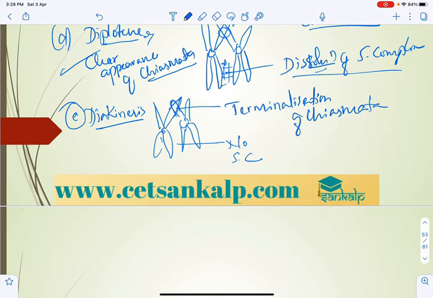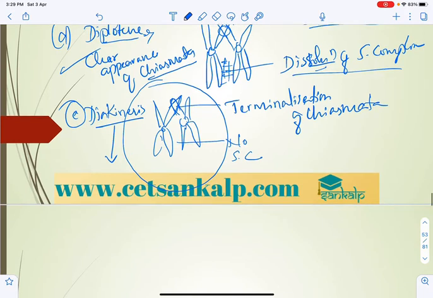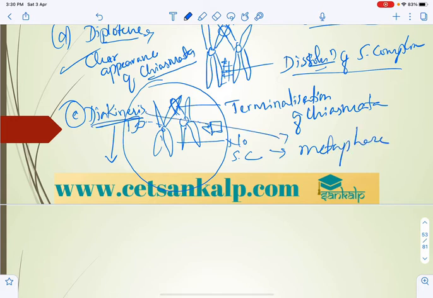So chiasma is actually an X-shaped structure, right? In the last stage, diakinesis, the mitotic spindle fibers originate. If this is a cell, the spindle fibers arise from the pole, and they are arranged. When the spindle fibers start, the bivalent is ready. These are called bivalents, and these bivalents are ready to enter metaphase. So from diakinesis the cell enters metaphase 1.